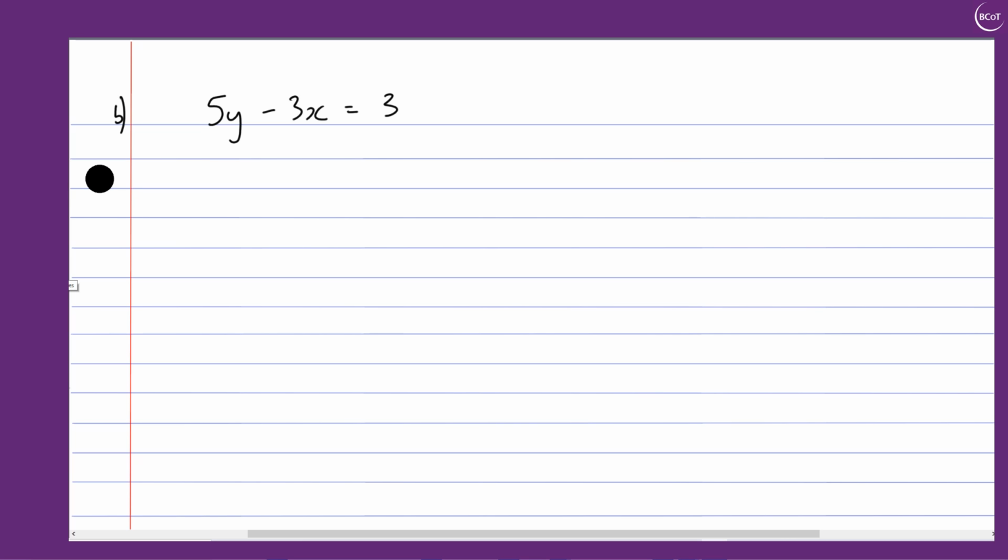So what I'll call example B here, we're going to make x the subject. So get x on its own, either on the right hand side or on the left hand side, but get it on its own. There's more than one way to start them off. If we want to get the x on its own, the first thing we need to do is get the 3x or the minus 3x on its own.